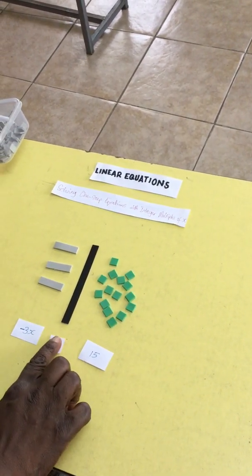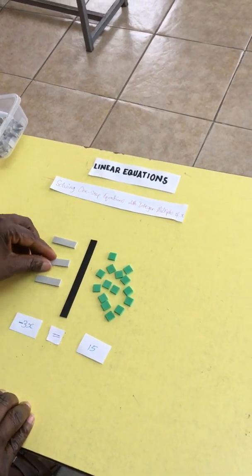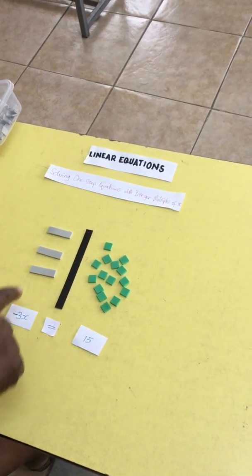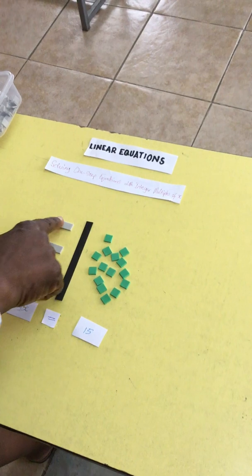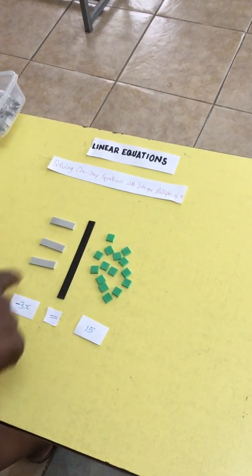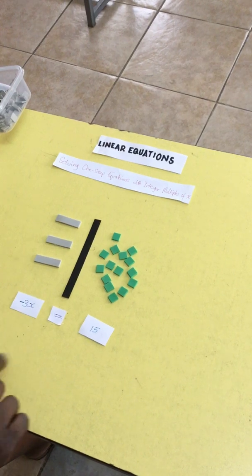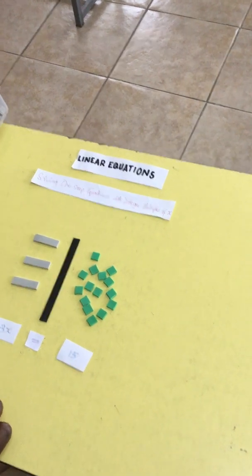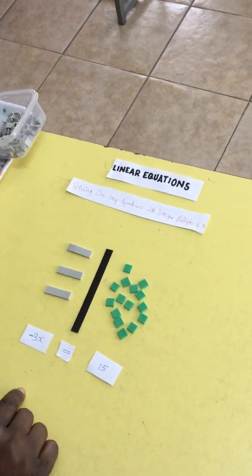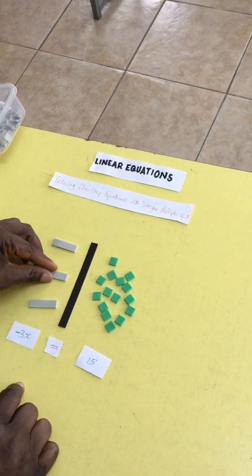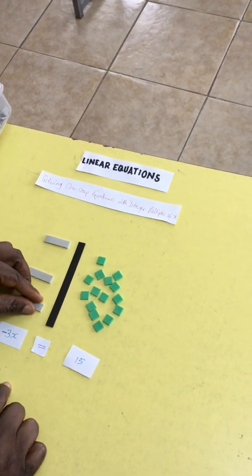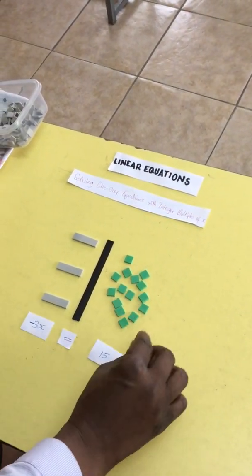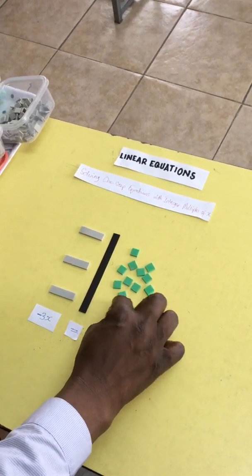So again, now how are we going to find the value of one of these? How are we going to find the value of x? We have 3 negative x, right, like this, equals 15. So how are we going to find the value of x? Just as we did before, we can divide this into 3 groups. Put this in 3 groups. In the same way, we can divide this into 3 groups.